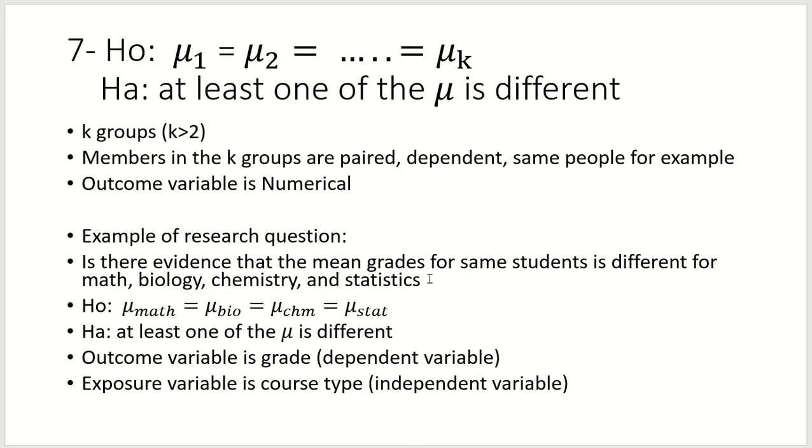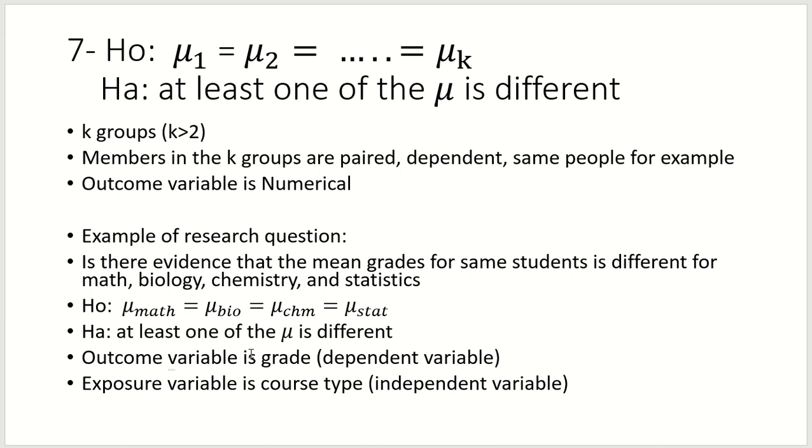But since I'm looking at the same students, I have to take that into account. So I write my null hypothesis: mu grade for math equals mu grade of biology equals mu grade of chemistry equals mu grade of statistics. My alternative hypothesis: at least one of the mu's is different. So maybe students could be having the same grades in math, biology, and chemistry, but in statistics is different. Or maybe chemistry and statistics are different from math and biology. So at least one of them being different is enough to reject the null hypothesis.